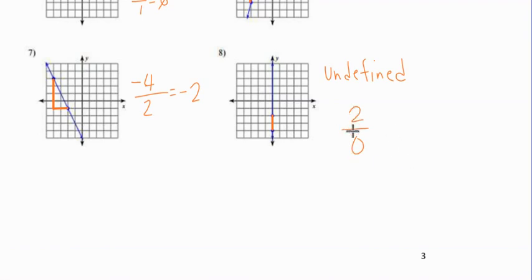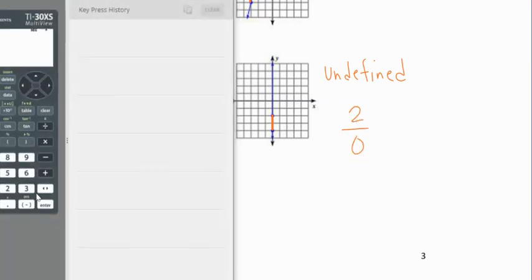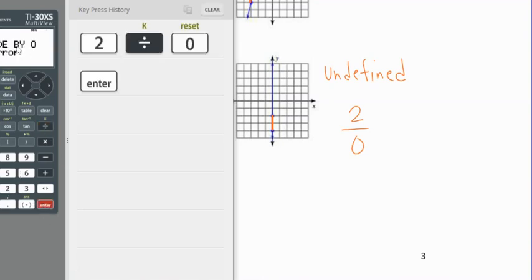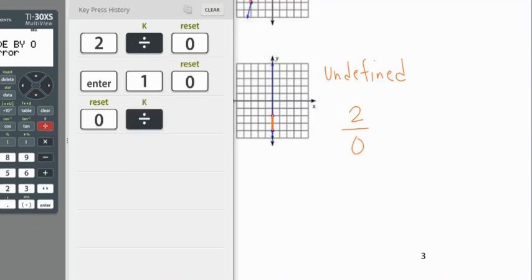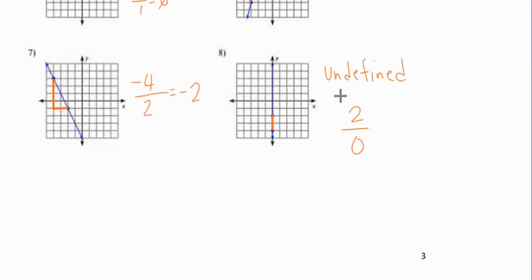So if you did this on a calculator, if you did 2 divided by 0, we get a divide by 0 error. Okay, and when that happens, that's pretty much saying, hey, this slope is undefined. It means mathematically we can't divide by nothing. It doesn't matter if I had 100 divided by 0, anything divided by 0 will give you a divide by 0 error. And that triggers the word undefined in the slope world. Okay, just a little bit further knowledge here.